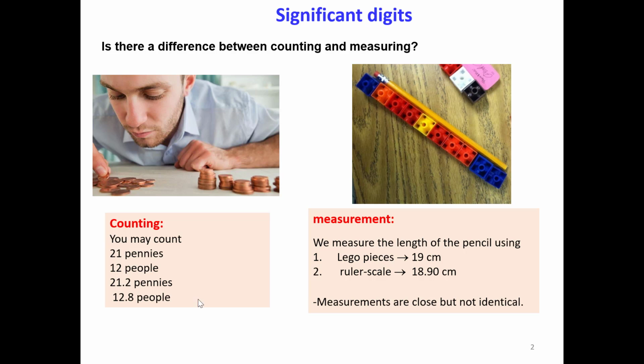You may count, for example, pennies. You can say, I have 21 pennies. Or in this room, there are 12 people. But we cannot say we have 21.2 pennies, and we cannot say in this room there are 12.8 people. The result of counting must always be an exact number. But what happens when we measure some object?